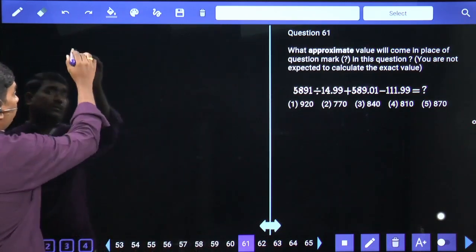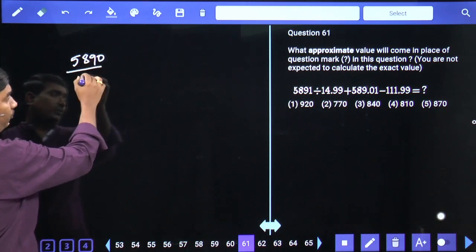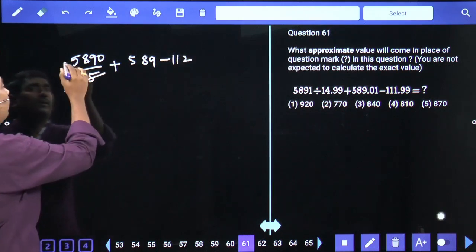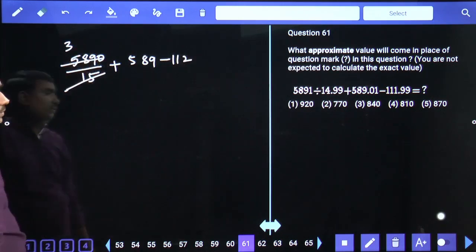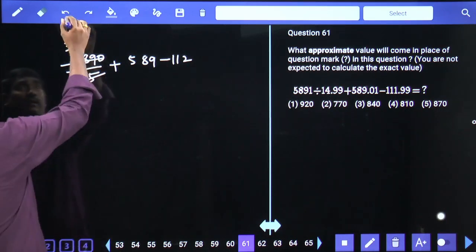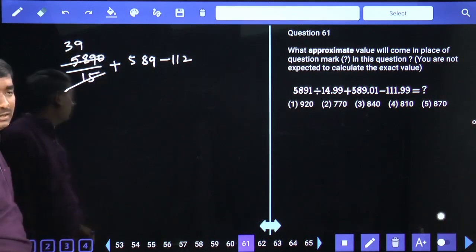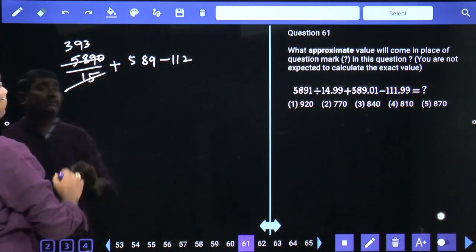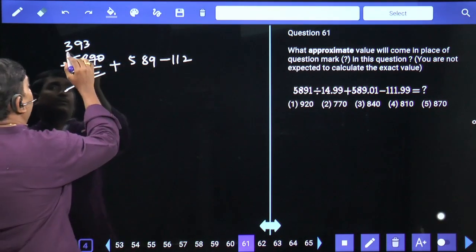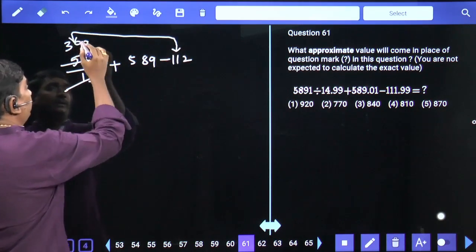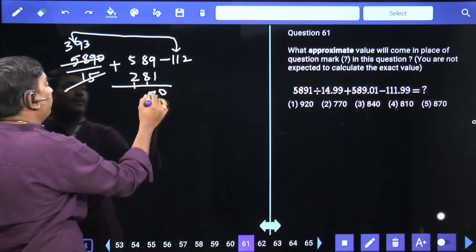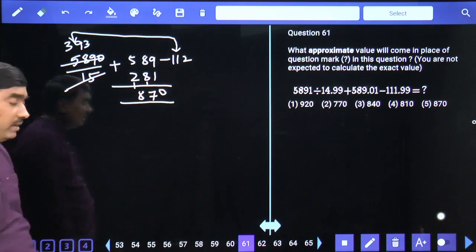Approximate values. 5890 by 15 plus 589 minus 112. 15 threes are 45, remaining 139. 15 nines are 135, remaining 40. 40 means 15 threes are 45. 393 plus 589 minus 112. So 393 minus 112 will give us 281, together 870, approximately 870.